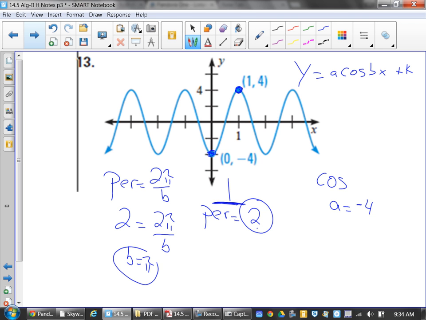So now you have your B, you have your A, and we figured out that there's no K component because the A value going up 4, the A value going down 4, it's equidistant to the line y equals 0, and you're done. Yes, ma'am?